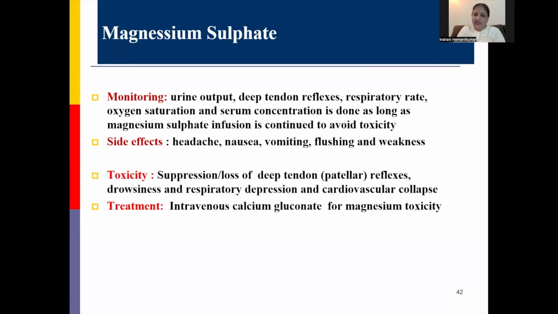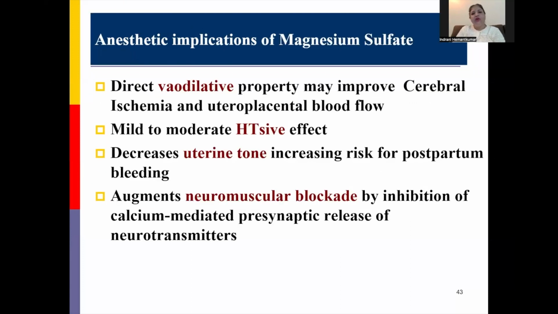So, what is the treatment for magnesium toxicity? Give IV calcium gluconate. What are the other implications of magnesium sulfate? It has a direct vasodilative property and may improve cerebral ischemia and uteroplacental blood flow. As I said, it also brings down the blood pressure. It decreases the uterine tone, and that can increase postpartum bleeding, remember. So a patient with PIH on magnesium can develop postpartum bleeding.